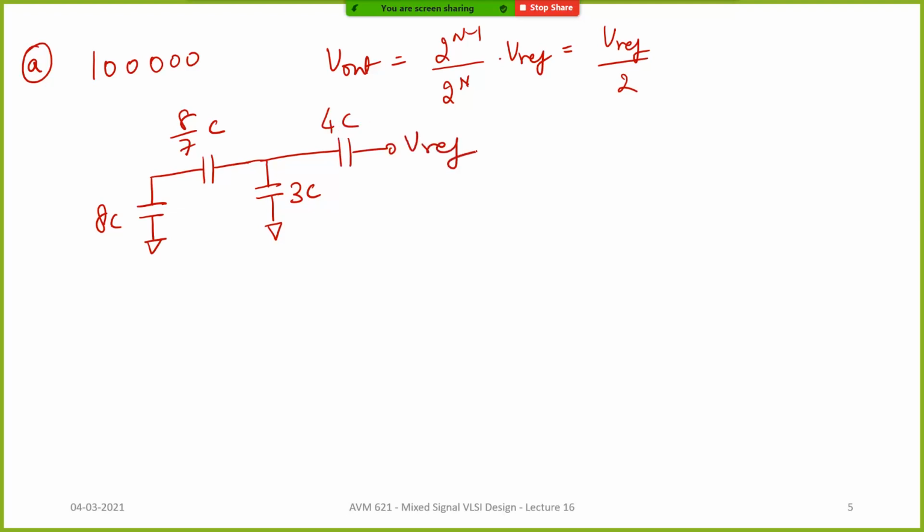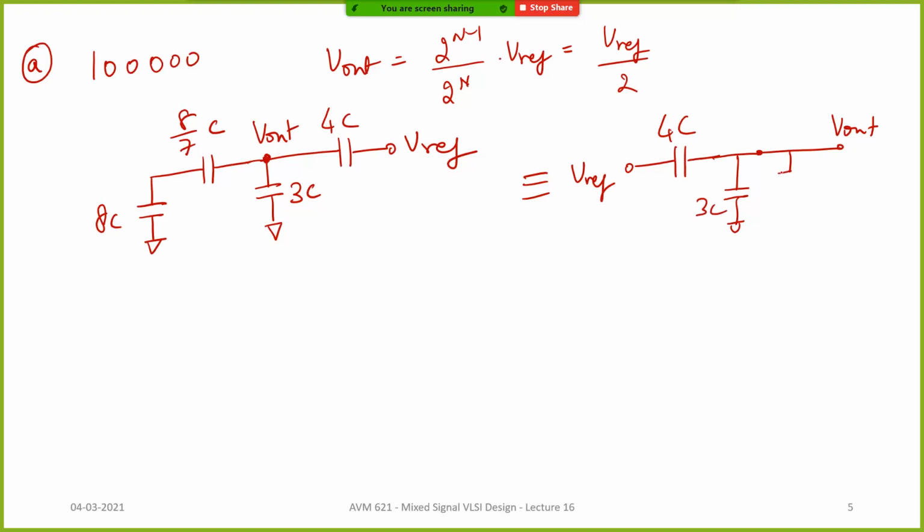Okay. And what is your output voltage? This particular node Vout is your output voltage. Okay. So let me redraw this. Let me just redraw this as what? Vref, 4C, right? This is the output node. And then what do you have? You have 3C to ground. You have a series combination of 8 by 7C and 8C to ground.